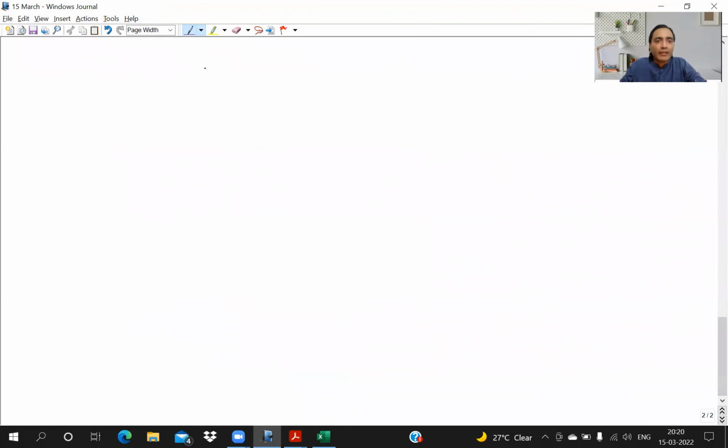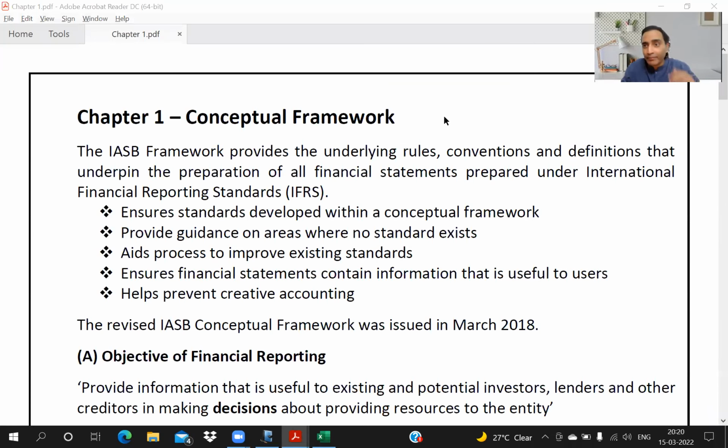Now, why do we need a framework? As we have seen, just before the break, I gave you an analogy of what rules are, what frameworks are, how rules behave, how frameworks behave. So frameworks are like boundaries. The first purpose of a framework is that any accounting standard that will be created, because accounting standards are dynamic and more and more are being added, should be developed within a framework.